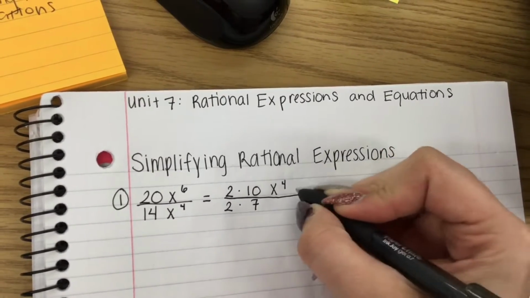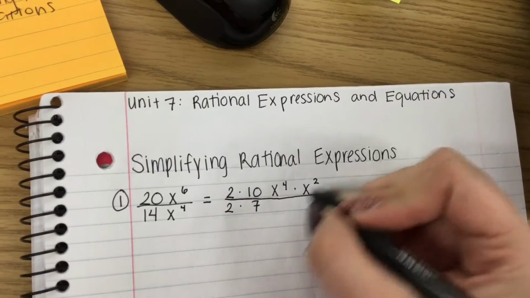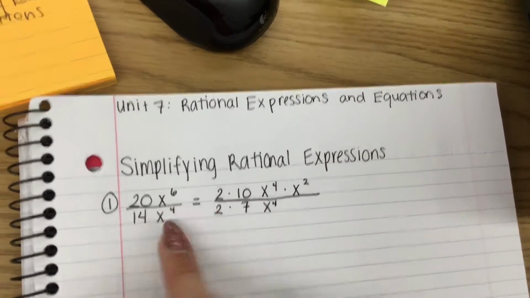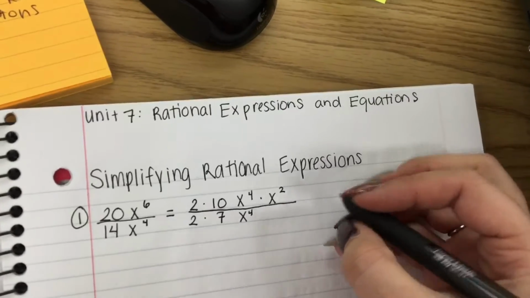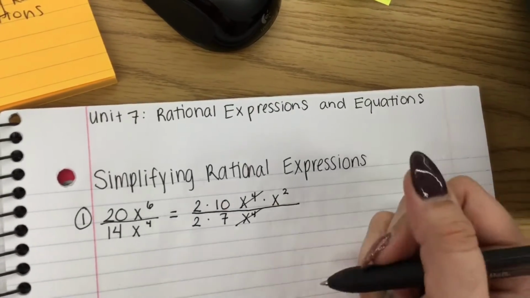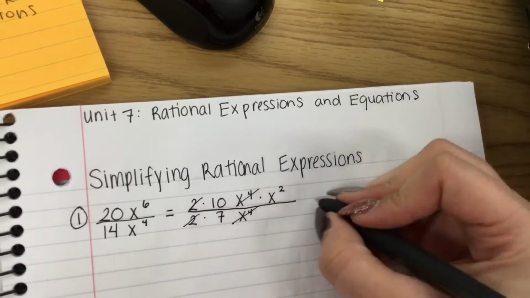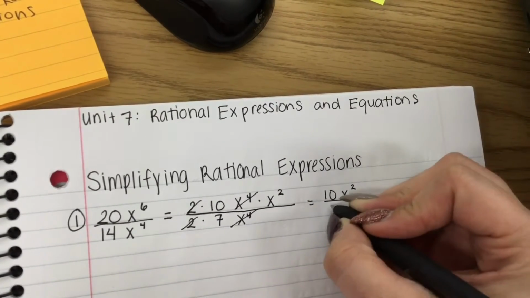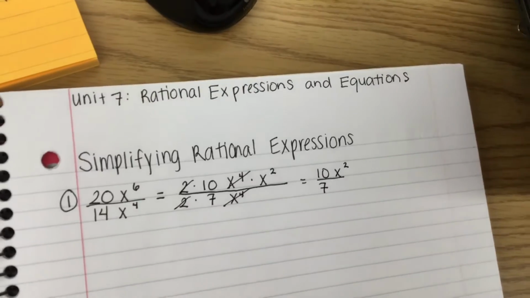And then I'm also going to split this x to the 6th into x to the 4th times x squared, so that I can see what I can simplify. So I can cancel out these x to the 4ths because they divide out to 1, and I can also cancel out those 2's because they divide out to 1. So I'm left with 10x squared over 7.